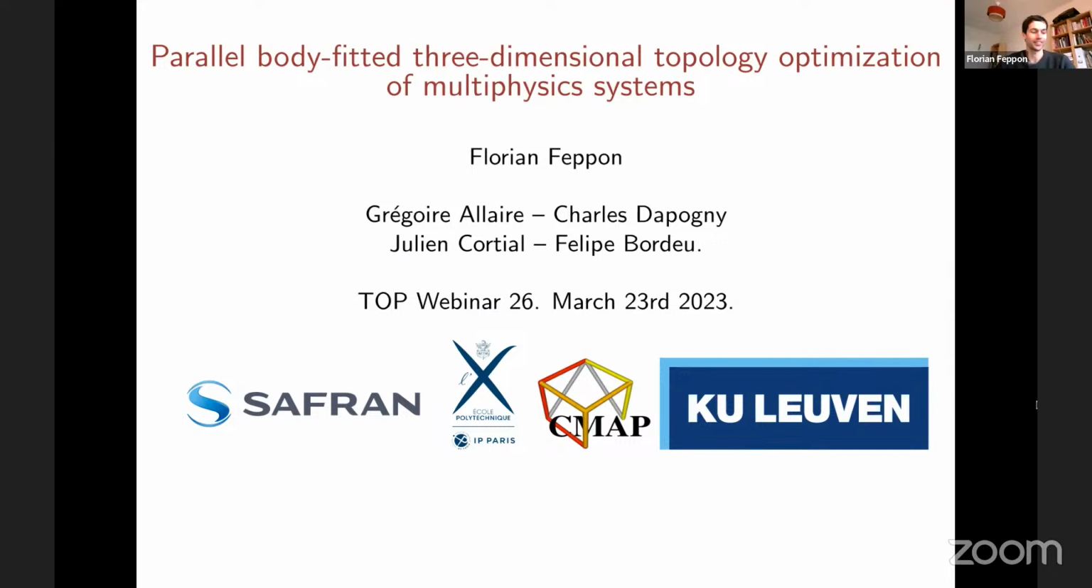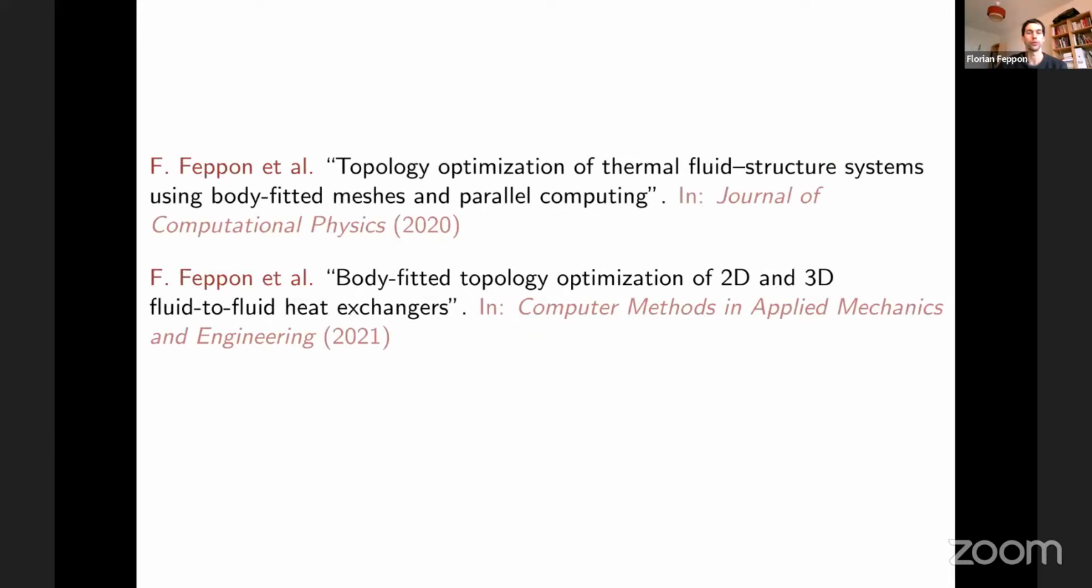Okay. So thanks, Grégoire, for the invitation. I'm going to present my work on parallel body-fitted three-dimensional topology optimization of multiphysics systems. It was a work that I did as a PhD student under the supervision of Grégoire Allaire and Charles Dapogny as a CIFRE PhD student, with some colleagues also at Safran, Julien Cortial and Felipe Bordeu. Everything that I will present is given in full detail in these two publications.